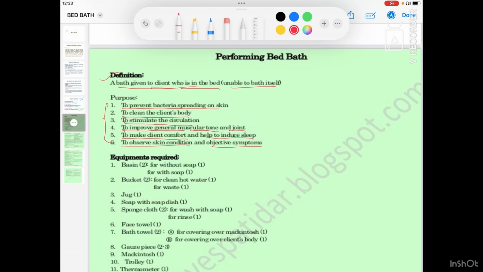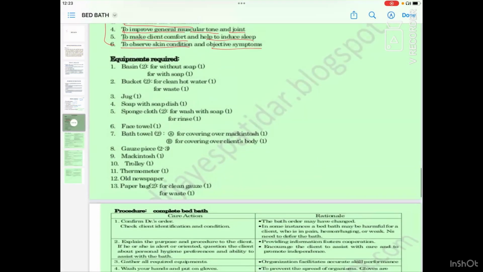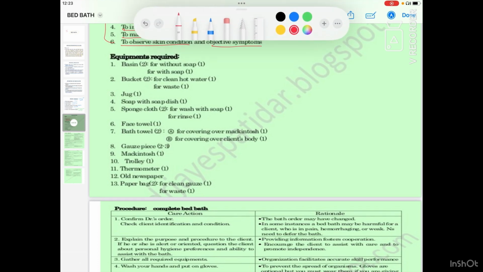This is the purpose. And what are the equipments? We should arrange the equipment before starting the procedure. Basin, one without soap and one with soap. Bucket for clean hot water one, for wastewater one. Jug one. Soap with the soap dish.